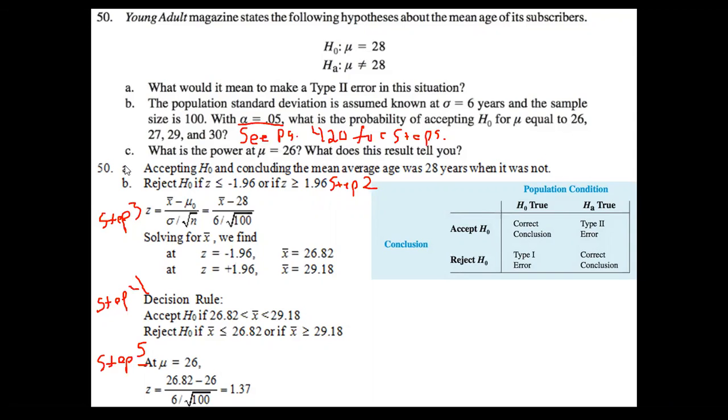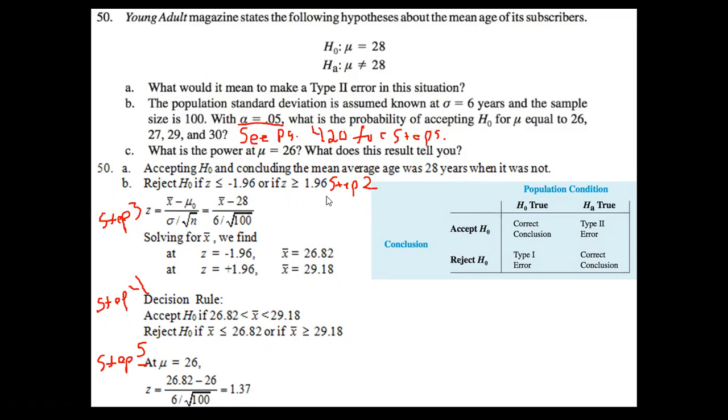All right, so A: what would it mean to make a type 2 error in this situation? Type 2 is we're accepting that mu is equal to 28 when it actually is not equal to 28. So basically, accept H0 and conclude the mean average was 28 when it was actually not.